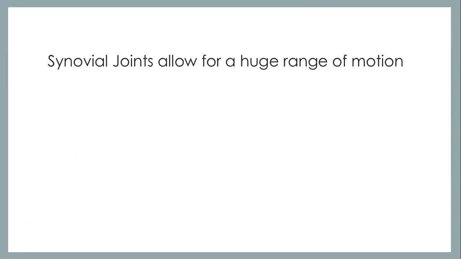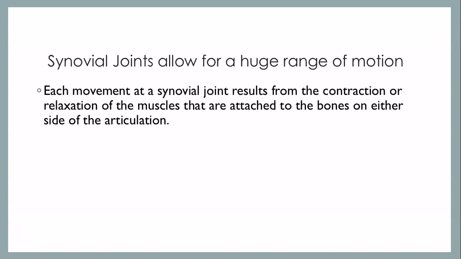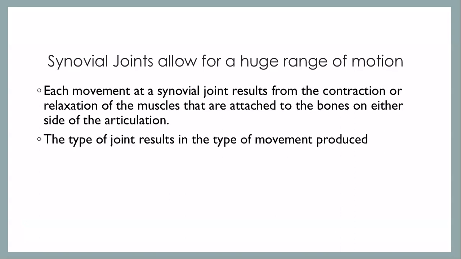So first thing I want to say is that synovial joints are going to allow for a huge range of motion. And we have already talked about that, right? Those synovial joints are the freely moving joints. Each movement at a synovial joint results from the contraction or relaxation of the muscles that are attached to the bones on either side of the articulation, or either side of the joint. The type of joint results in the type of movement produced.